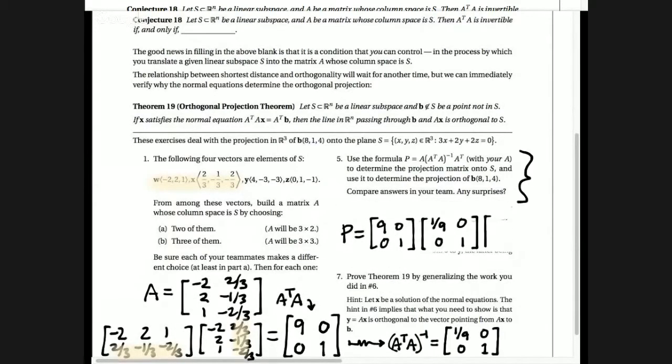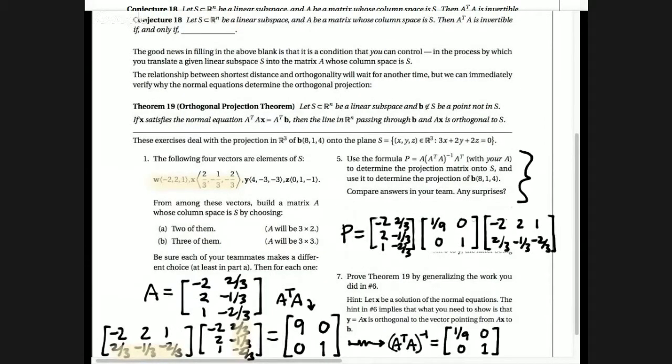And then I'll multiply that by A transpose. Oh, I'm sorry. This should be A here. So A was -2, 2, 1 in the column, and 2/3, -1/3, -2/3 in the column. Yeah, I knew something didn't look right. And then going across the row, 2/3, -1/3, -2/3. Box that up. So I would need to do this matrix multiplication.